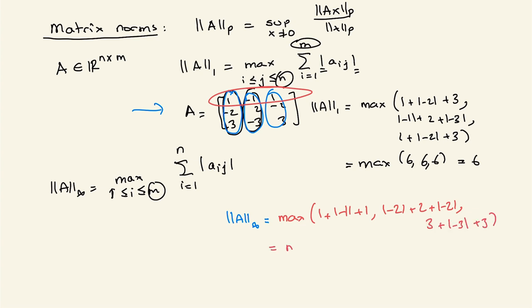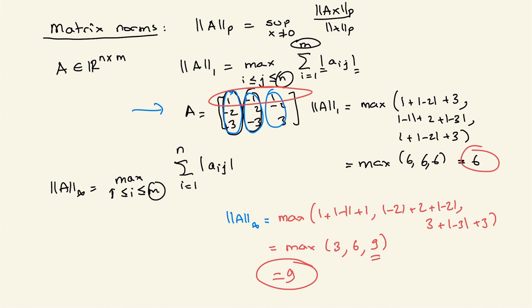So we have the maximum of 3, 6, and 9. In this case, going with the largest, 9. Right? So it was 6 for the 1 norm of A, and the infinity norm of matrix A is 9. So this is how you compute the 1 and infinity norms of a matrix.